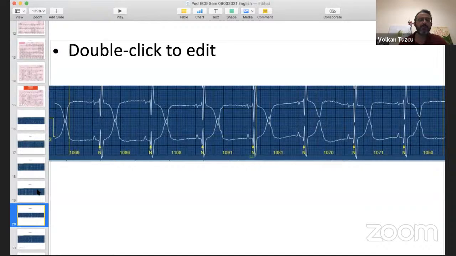All right, so I don't know. I don't remember. But what do you think about this rhythm strip? Okay, another patient.